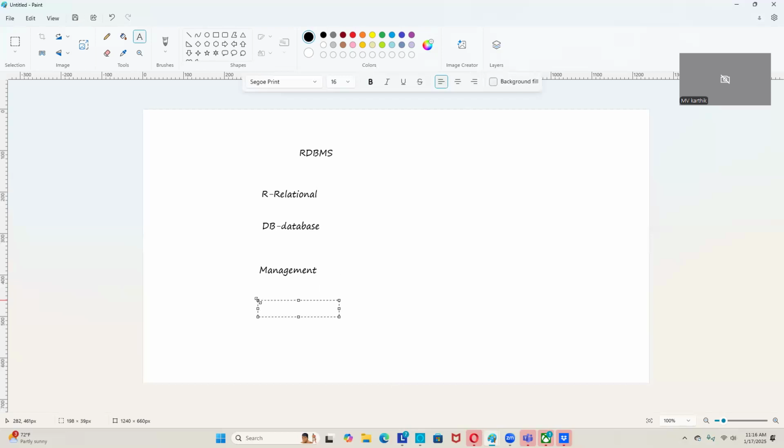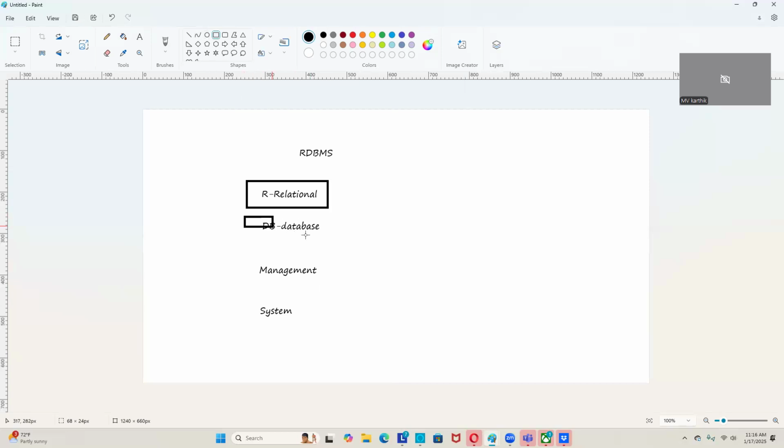So this is the RDBMS: relational database management system. So why are we calling it an RDBMS? Usually in a database, if you take anything, it's related to another object.